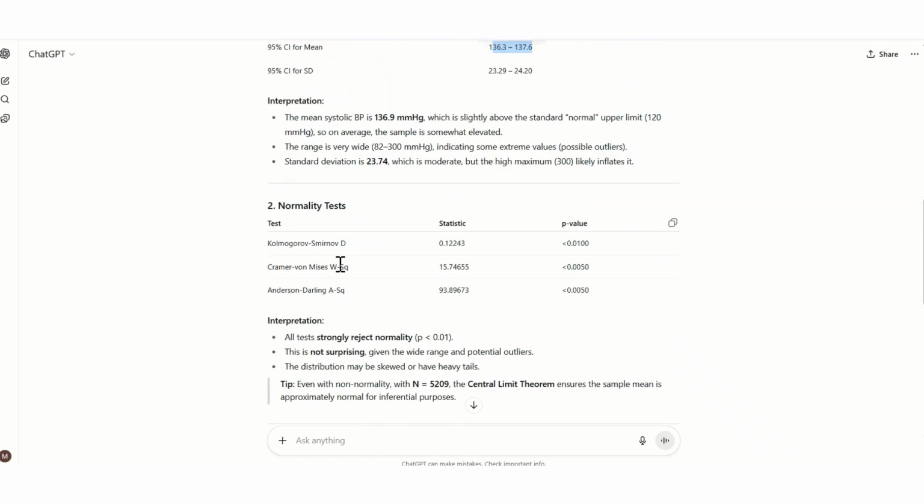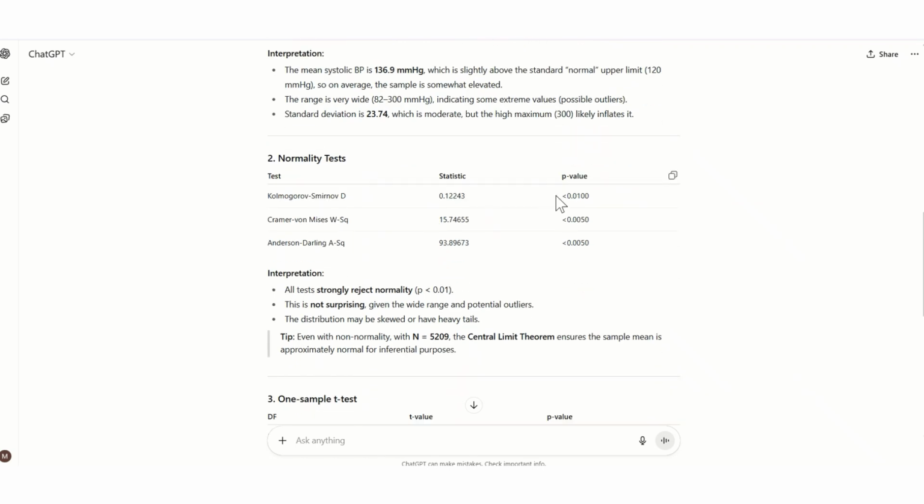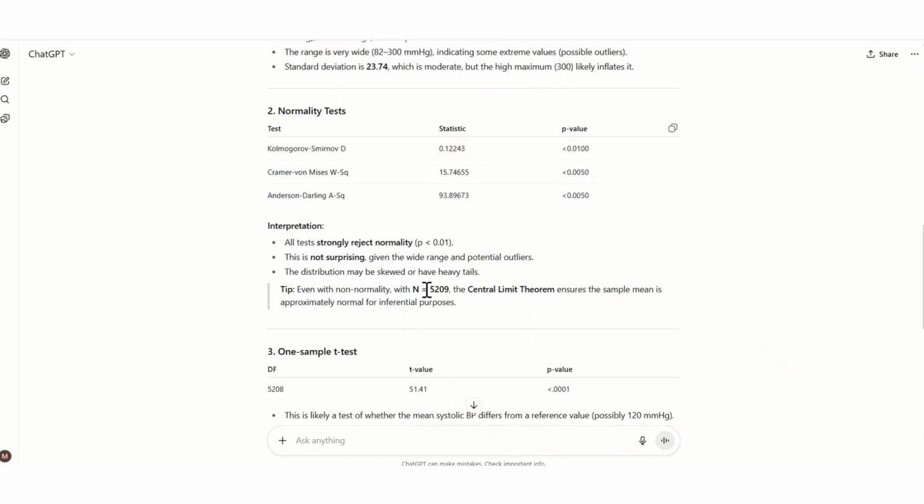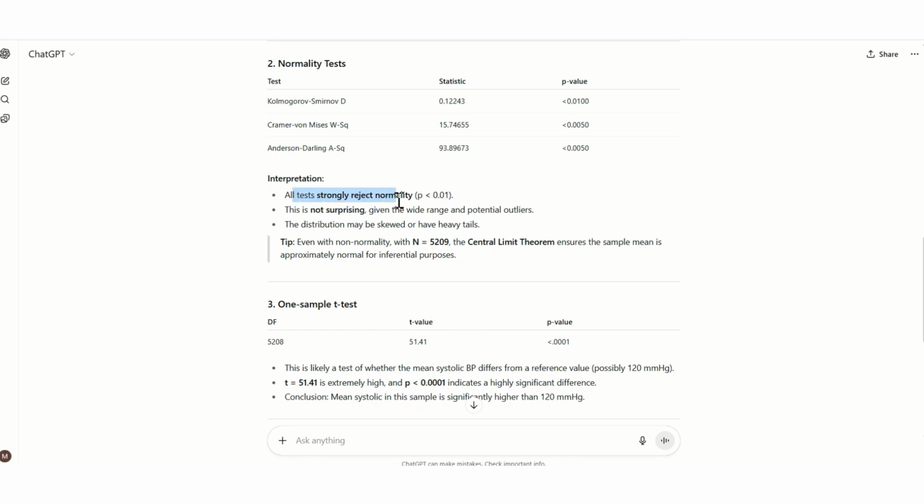Okay, and then normality. The next is the normality test. We see that all these are below the 0.05 threshold. The interpretation is that all tests are strongly rejecting normality. But this is not surprising. We are fine with non-normality in this case because we have a very large sample. But if we had a small sample, we would need to run non-parametric tests at the same time.